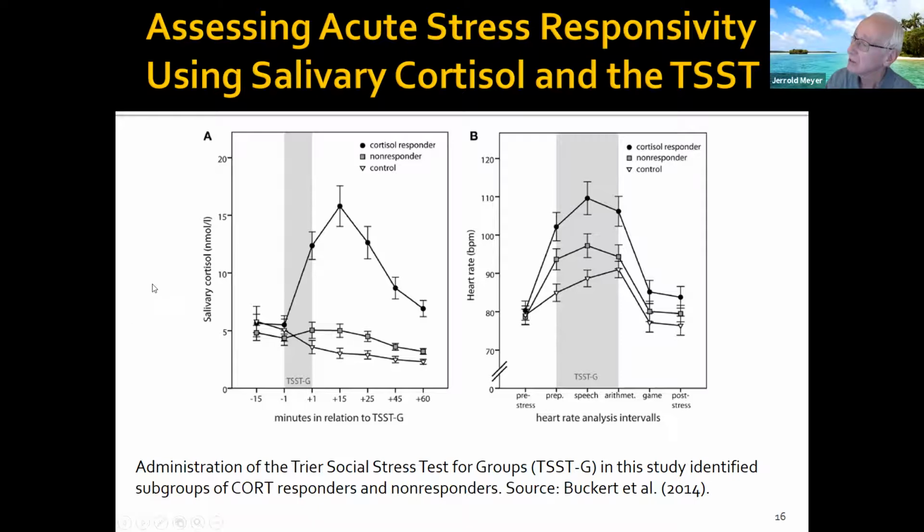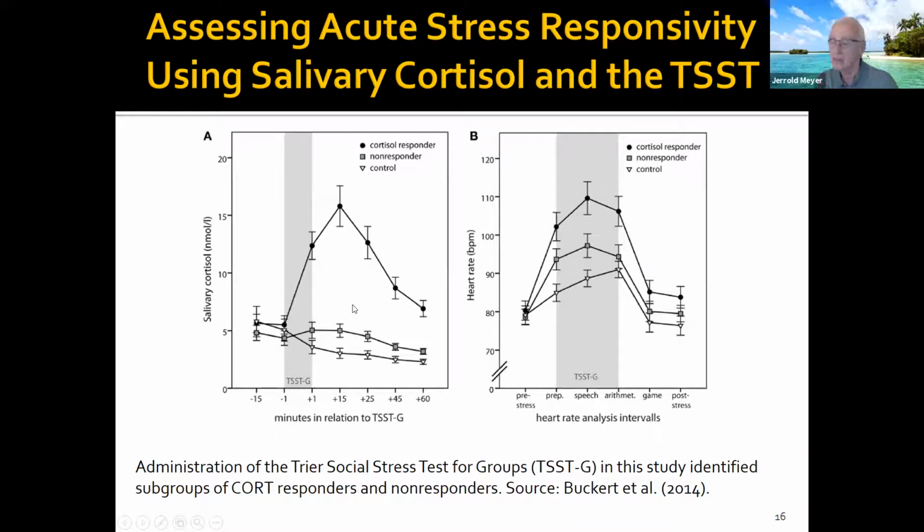So here we see salivary cortisol. This is minutes in relation to the test. Here's the test period, minus 1 minute before the test starts, 1 minute after the test ended, and then recovery. So here's controls, no stress, that's these guys here. Responders are over here, a nice, robust response, and then non-responders.